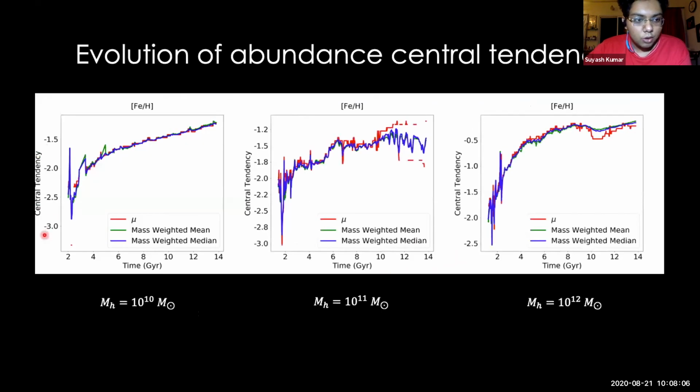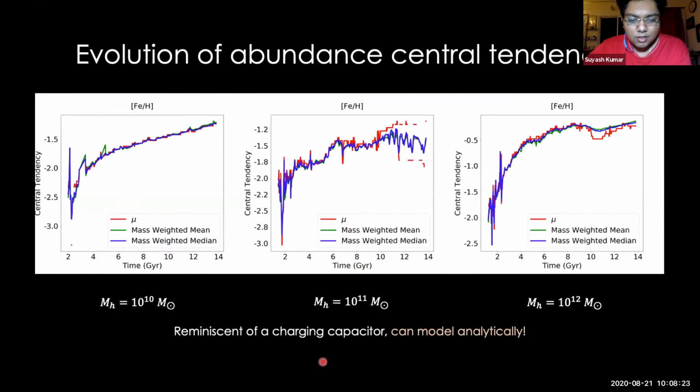So here I've plotted the central tendency as a function of time for the iron distribution across all three sample galaxies. And the central tendency is an umbrella term for the mean, median, and the fitted parameter mu of the Gaussian. And the one thing that I request you to notice is that these plots are somehow reminiscent of charging capacitors, if you're aware of them, which gives us hope that we can model them analytically.